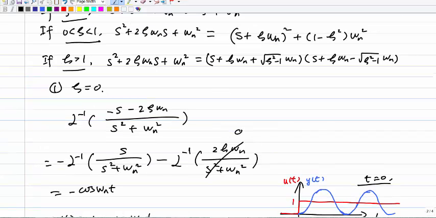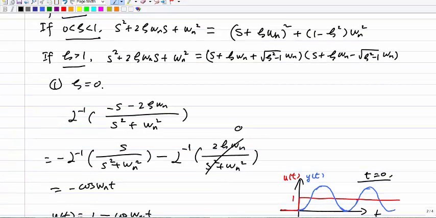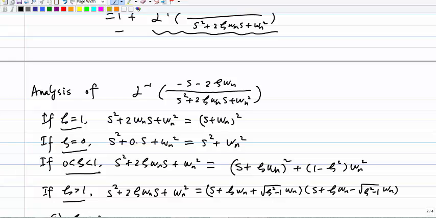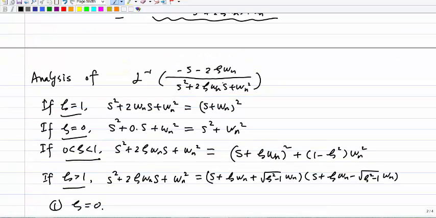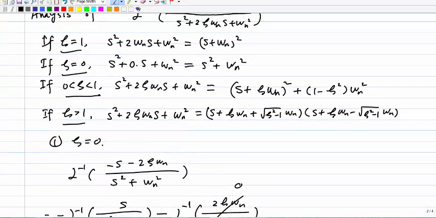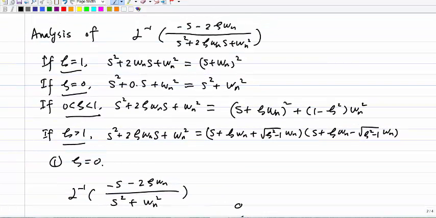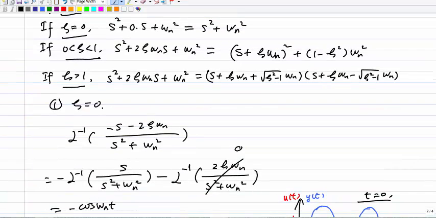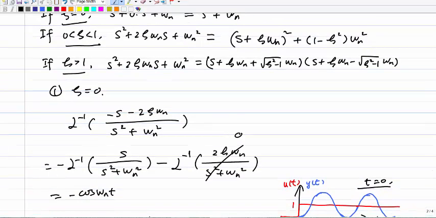Once we have theta equal to 0, we just replace theta by 0 over here, so this part will be gone. The numerator will be the same, and the denominator becomes s squared plus wn squared because theta is 0. Here I forgot about this theta, which is 0, so this also is gone. So I only have negative s over s squared plus wn squared.